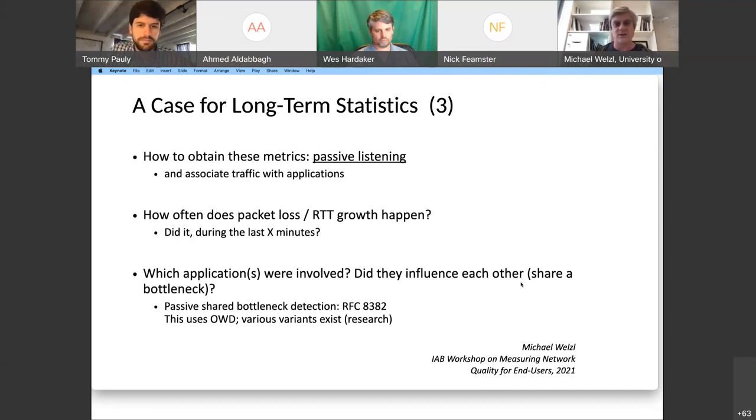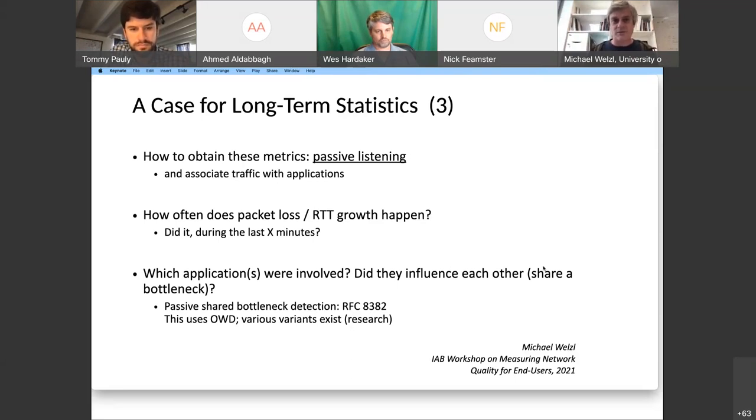So I do think there is something we can do. I think passive listening can work as long as this is associated with applications. I looked at the wireless diagnostics tool in OS X, which I think is very nice actually for what it offers. It's pretty much in the direction of what I'd like to see, but it's not showing per application traffic. And it will be about gathering some other long-term statistics, like packet loss, RTT growth.